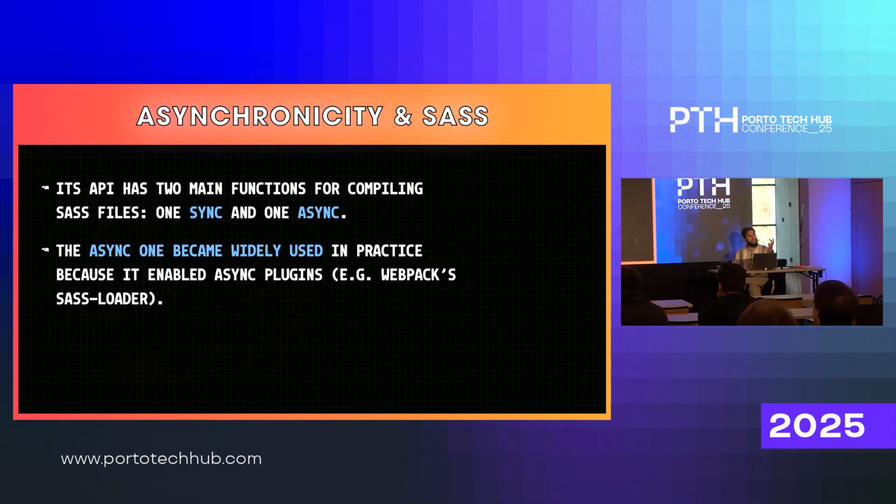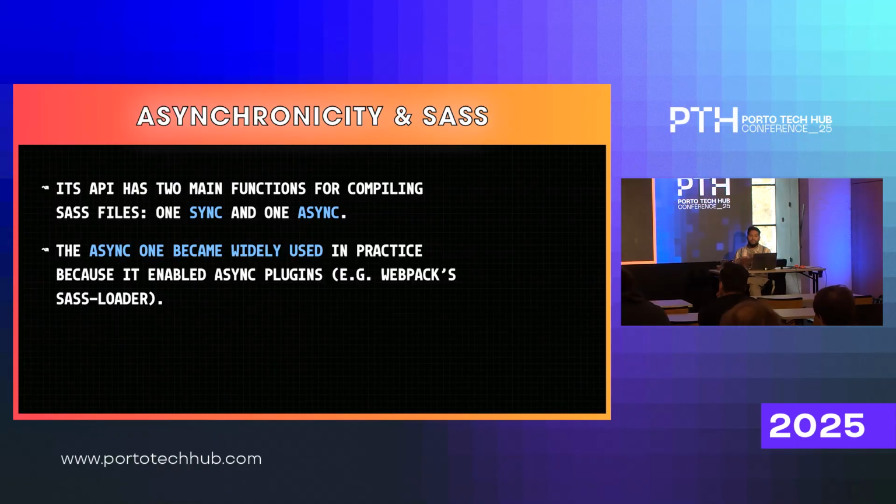And there is a very, very interesting case study of that, and it has to do with Sass, the CSS preprocessor. Who here has ever used Sass, by the way? Yeah, it's fairly popular. So the Sass compiler, I'm not sure if it's still like that, but it used to have two main functions for compiling Sass code, one that was sync and one that was async.